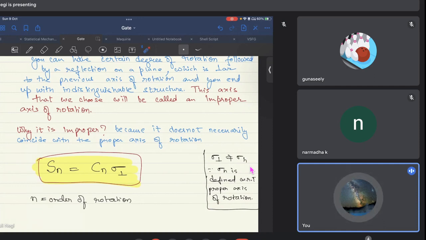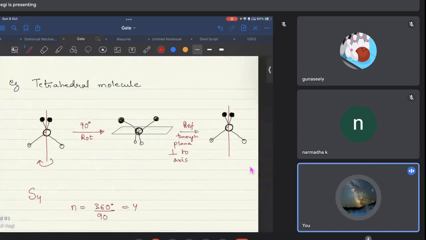So n here is again the order of rotation, as we defined for the proper axis of rotation, where n was 360 degrees divided by the rotation we have done. Now take this molecule, that is the tetrahedral molecule.